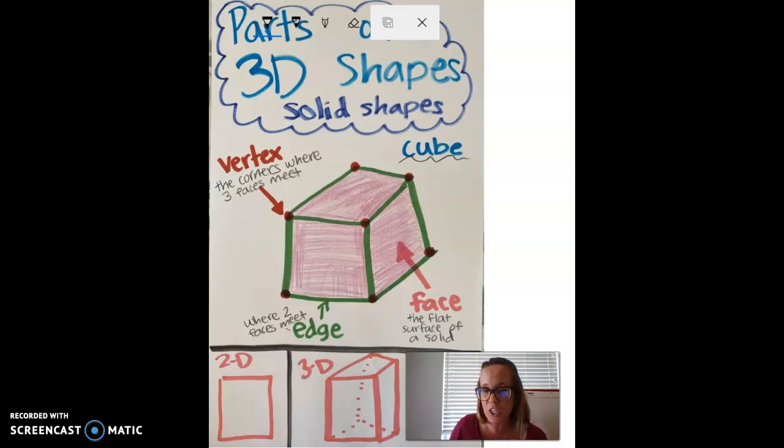Remember, our 3D shapes are also called solid shapes, and they're things that you can hold in your hands. They have lots of different sides and faces.